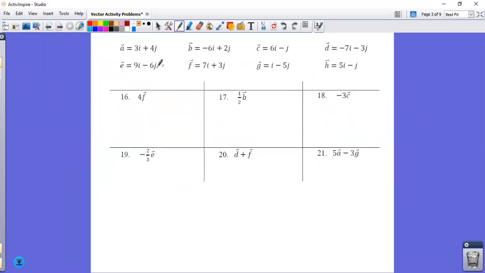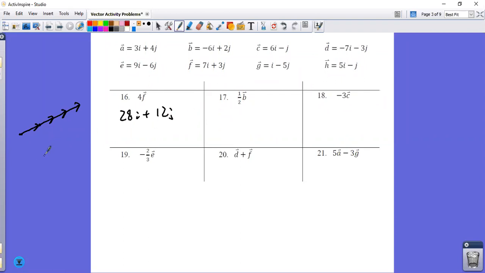Oh, there it is. Okay, so like for F, if matrix F is 7 plus 3, so it's over 7 and up 3, then 4F is like having 4 of those in a row. So those 4 matrices, then the resulting matrix is the whole thing. But you can just multiply 4 times each part, each component. So 4 times 7 would be 28i, 4 times 3, 12j.